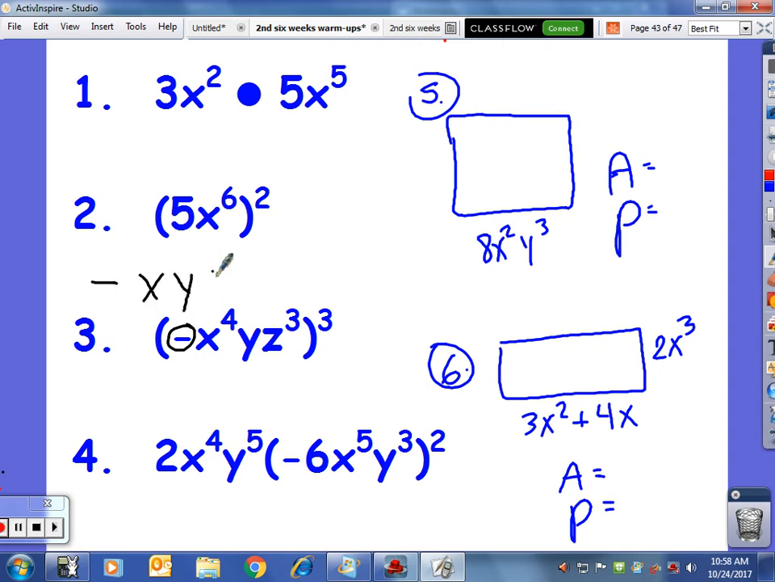Then write down your x, y, z's, and you multiply the exponents. So that's x to the 12th, y to the 3rd, z to the 9th. All right, are we okay with those 3?